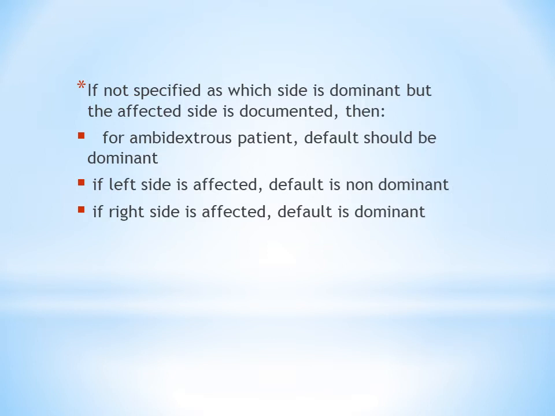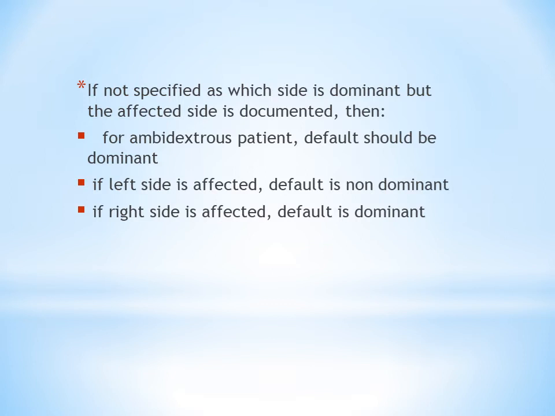Next, if it is not specified which side is dominant but the affected side is documented, that is, it is not documented whether the right side or the left side is dominant, then what you have to do? If nothing is specified as dominant or non-dominant side, then by default you have to take the right side as dominant and the left side as non-dominant.